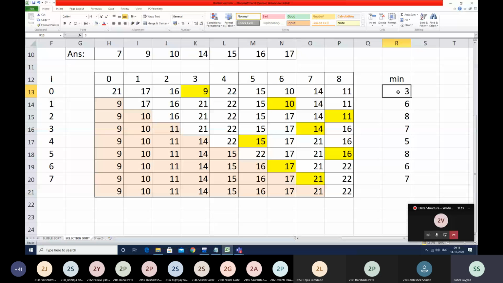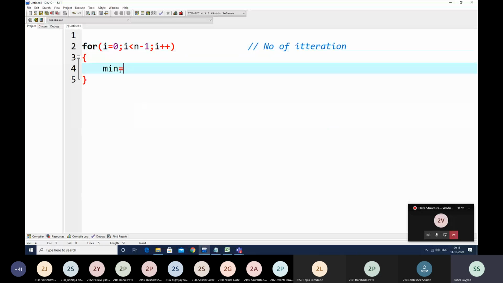So initially I assume my min to be 0 in the first iteration, correct? In the second iteration, what do I do? Initially I assume my min as 1, because now the problem has reduced from the left hand side. So indirectly, what is the initial value of min that I assume? In the first iteration it is 0, in the second iteration it is 1, in the third iteration it is 2, in the fourth iteration it is 3, and so on. So indirectly the initial min value that I assume is I only. So I'll write here in the form of code that the initial value of min is I.